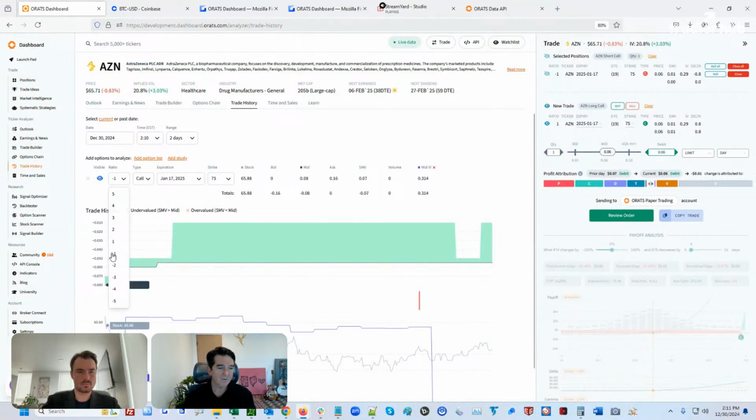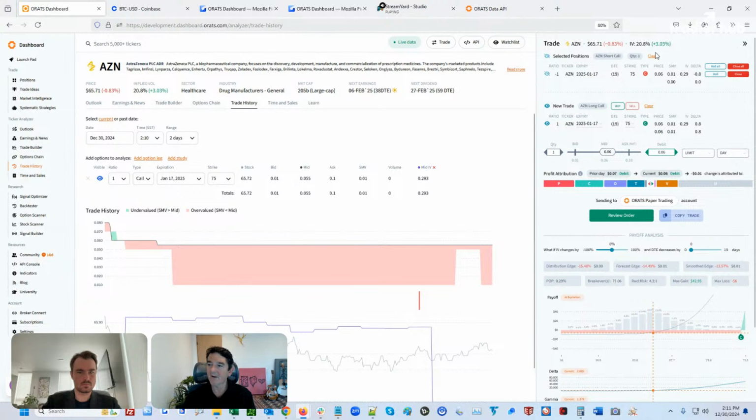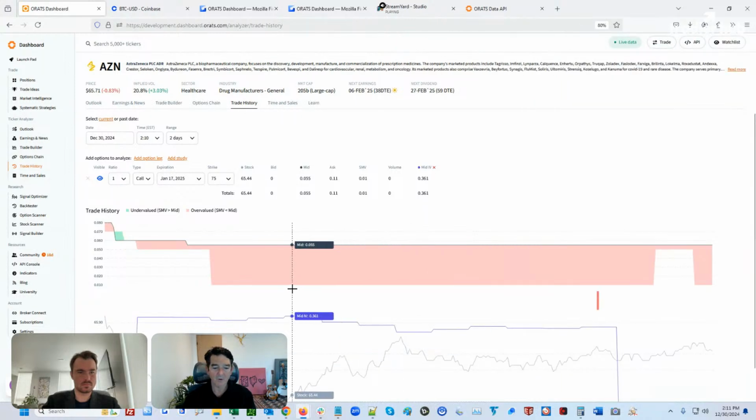Actually, it'd be easier to look at it this way. We're able to say, well, it's saying it's 0.55, but really the SMV is worth 1 cent. So it's overvalued here. So you can see that in there. That's neat to see. And you can see that it's been overvalued for a while.